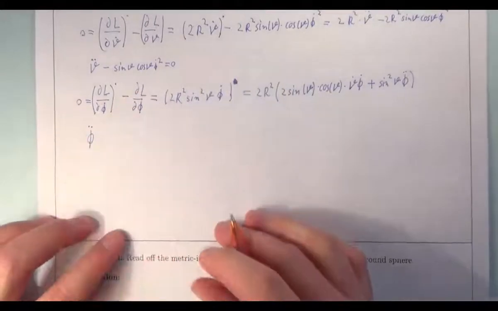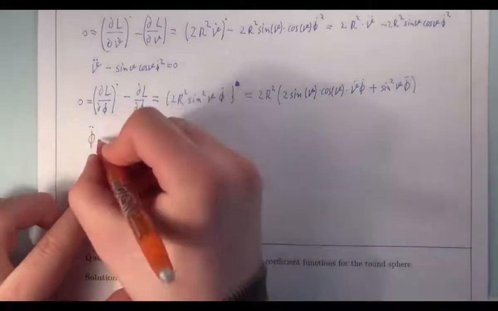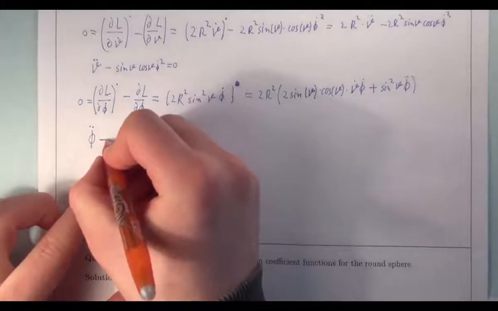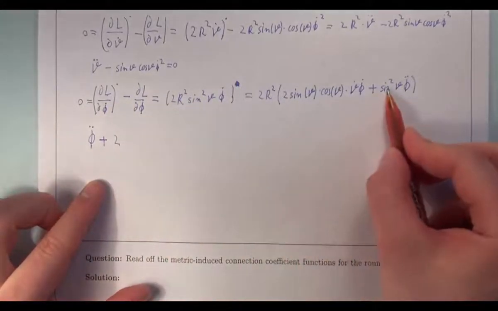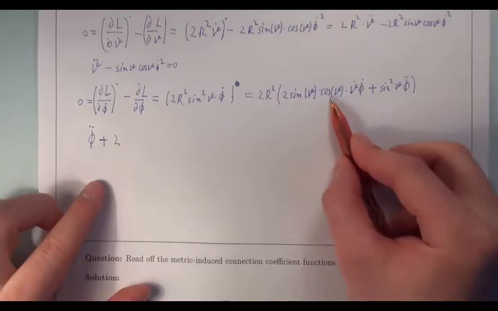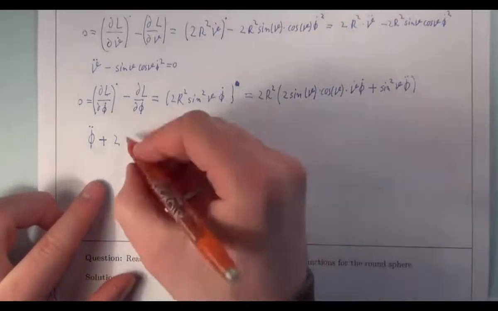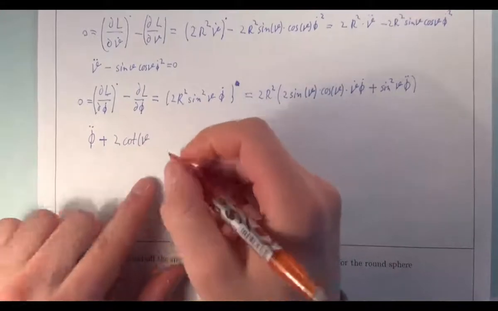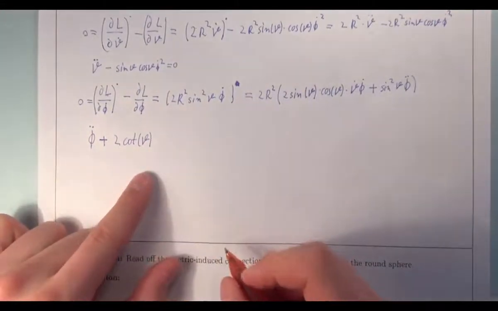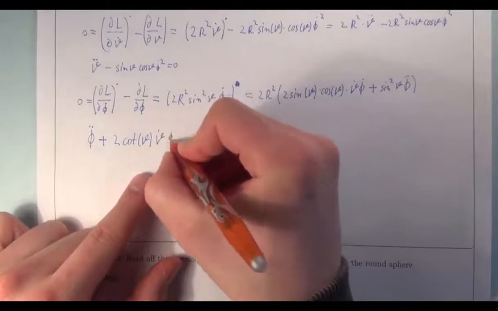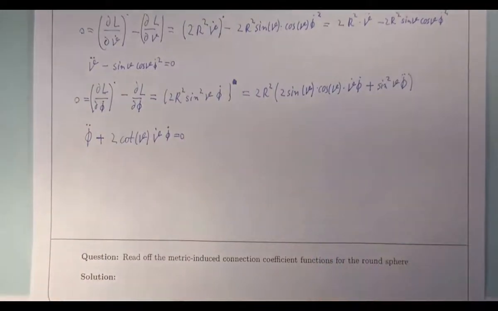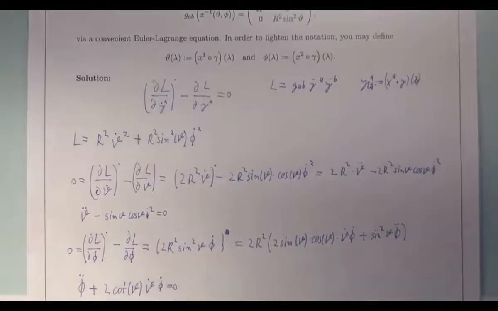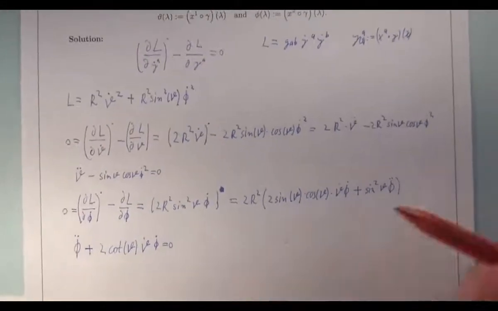Therefore, we have phi double dot plus, yes, 2 times, the 2 is still there, sine through sine squared is 1 over sine, cosine through sine is cotangent of theta times theta dot times phi dot equals 0. Since I already said, and I always divide through, not by. Okay, just joking.